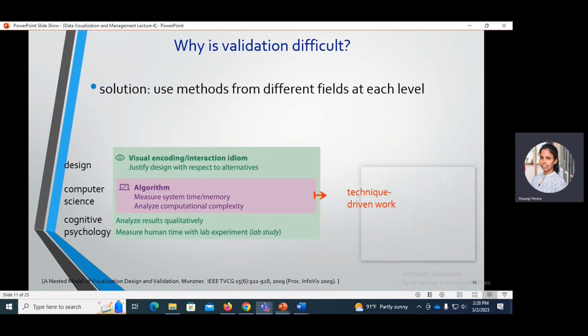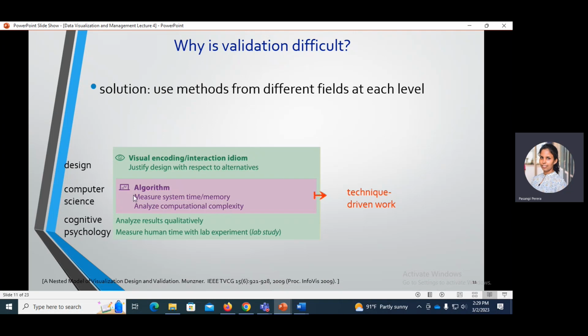So here, why is validation difficult? Again, the solution might be to use methods from different fields at each level. In the design field, we have visual encoding and interaction idiom, to justify design with respect to alternatives. And for the computer science level, we have the algorithms themselves, to measure system time or memory, and also analyze computational complexities as well.